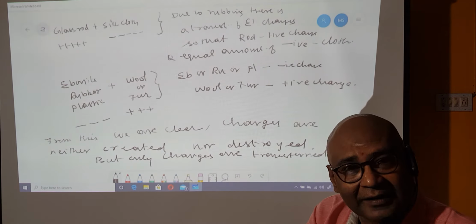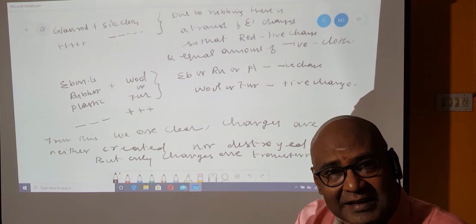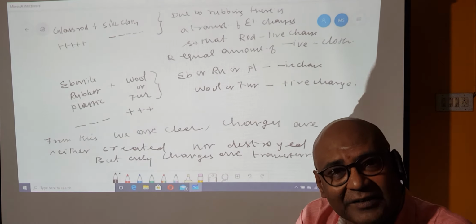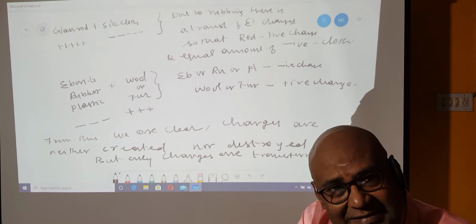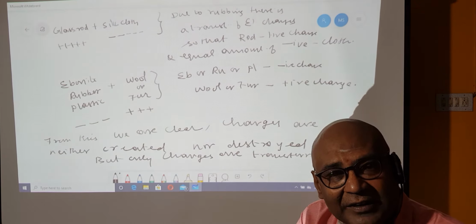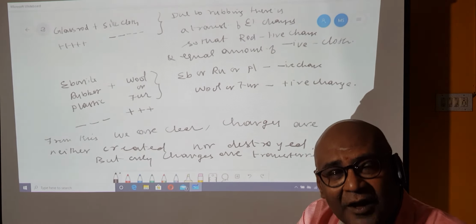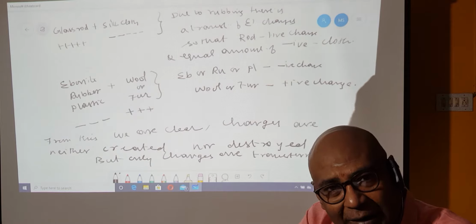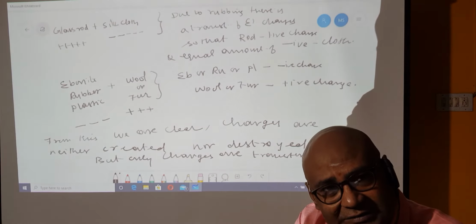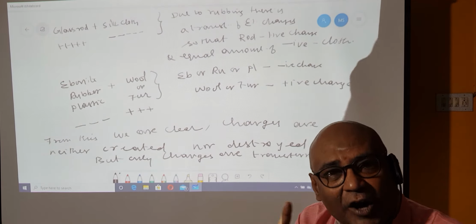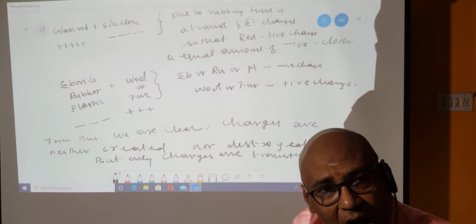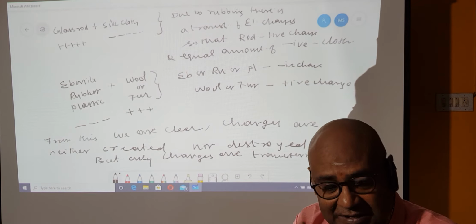According to Benjamin Franklin, as I have already told you in my previous class, when a glass rod is rubbed with a silk cloth, the glass rod acquires positive charge and an equal amount of negative charge is available with the silk cloth. Next, when an ebonite rod, a rubber rod or a plastic rod is rubbed with fur or wool, the rod is negatively charged, while the fur or wool is positively charged.